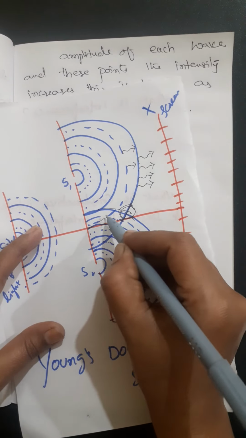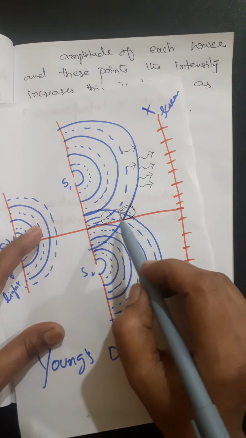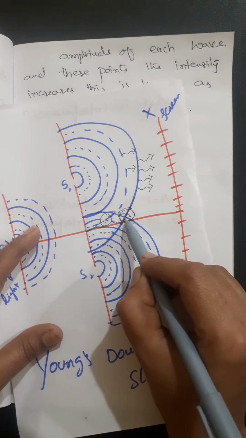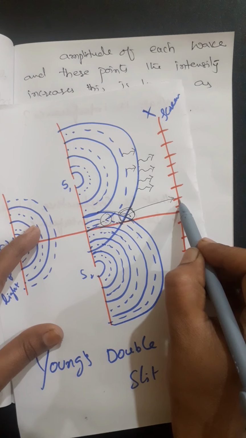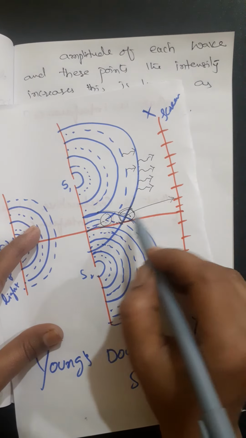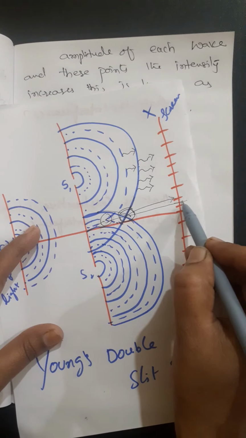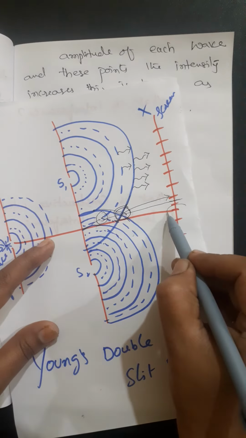Wherever the troughs are superimposed on each other, the destructive interference takes place. Here, due to the constructive interference, the intensity will be maximum on the screen, and due to the destructive interference, the intensity will be minima. There is no light here. So the central pattern will be maxima.